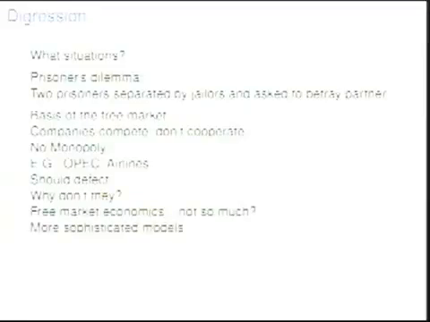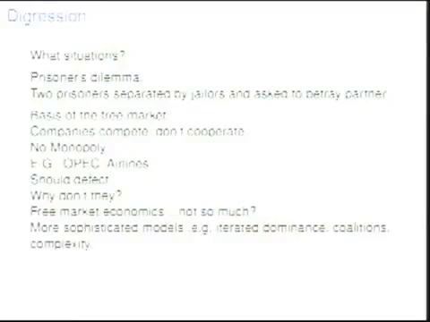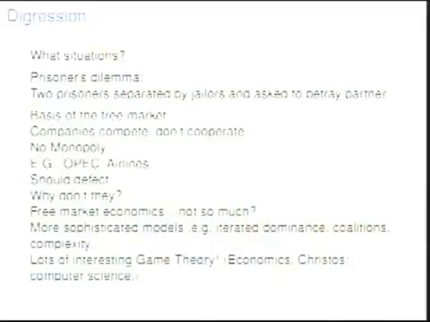So there are much more sophisticated models. In particular, this prisoner's dilemma was introduced by a mathematician, I think it was Shapley. He introduced this, but he also anticipated all the problems with it. Unfortunately, most people only read the first part. So there's a different notion of coalitions, and complexity. There's lots of interesting game theory.